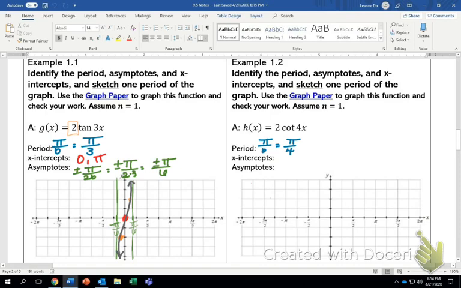All right, so our x-intercepts are going to follow the formula pi over 2b. So if we plug in pi over 2b, that's going to be pi over 2 times 4, which is going to equal pi over 8. And then our asymptotes are going to follow positive or negative pi over b. So I'm going to say equals pi over 4.